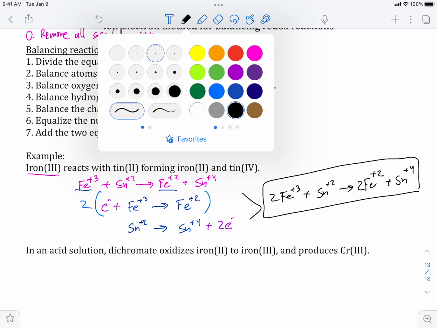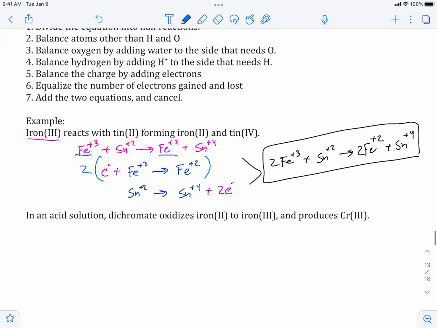So in the next example, in an acid solution, dichromate. So dichromate is Cr2O7 with a minus 2 charge. So dichromate oxidizes iron 2 to become iron 3 and produces chromium-3. So those are the major players here. Again, spectators have been left off.